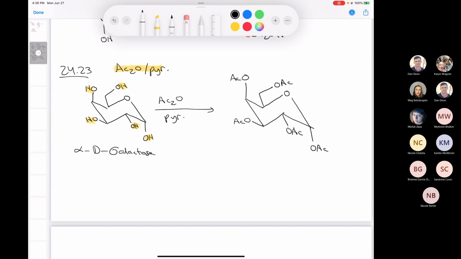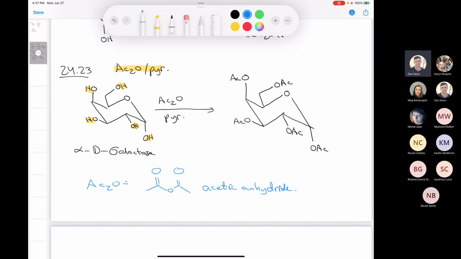Remember that Ac2O is this compound. We looked at it in the carboxylic acids chapter. It's acetic anhydride. Very commonly used reagent in organic chemistry. It has a variety of uses.